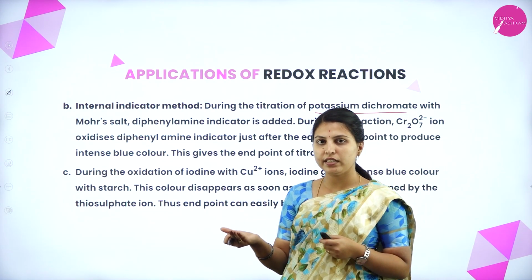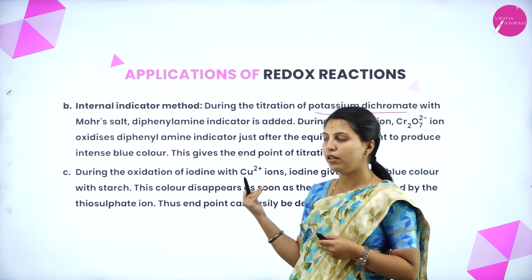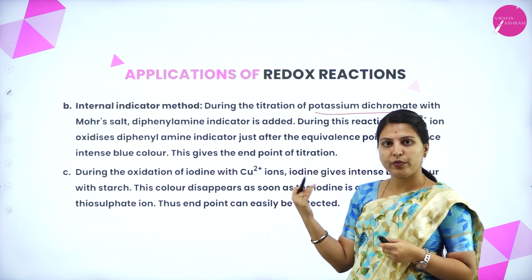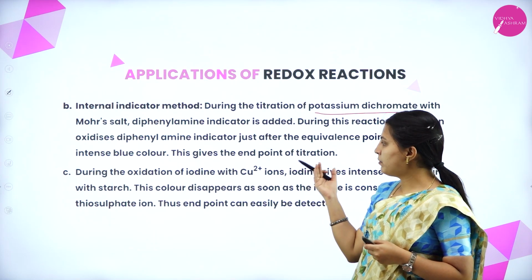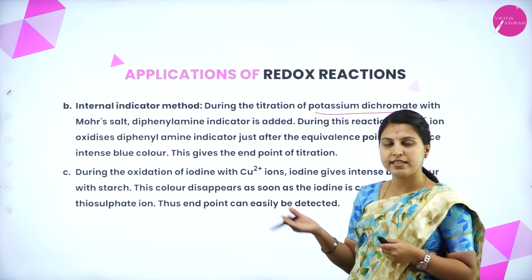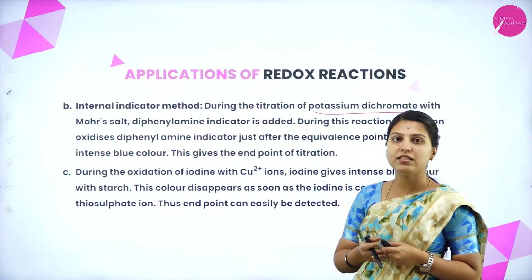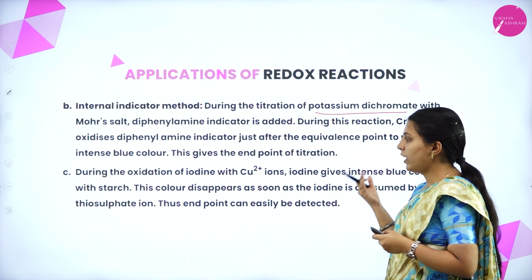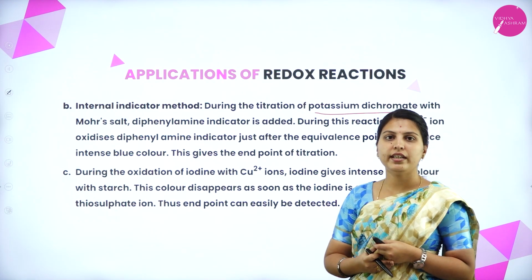Sometimes a self-indicator, sometimes the internal method. For the internal method, diphenylamine will be used when the titration of potassium dichromate versus Mohr's salt is going on. Sometimes iodine with copper, then starch will be used to give an intense blue color to understand the end point and to understand the oxidation reaction.